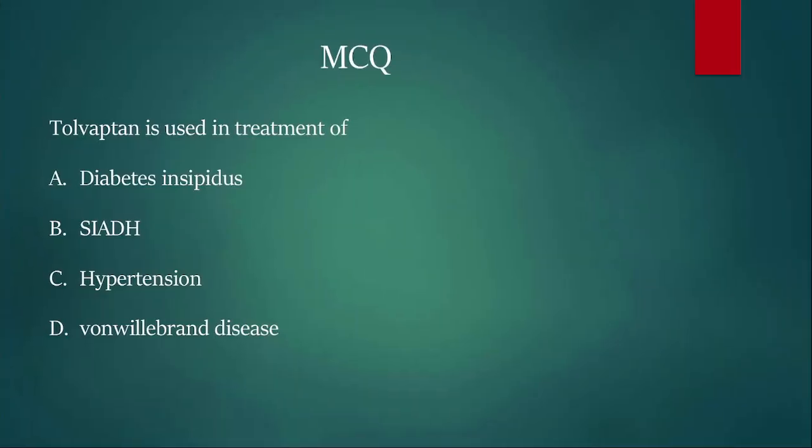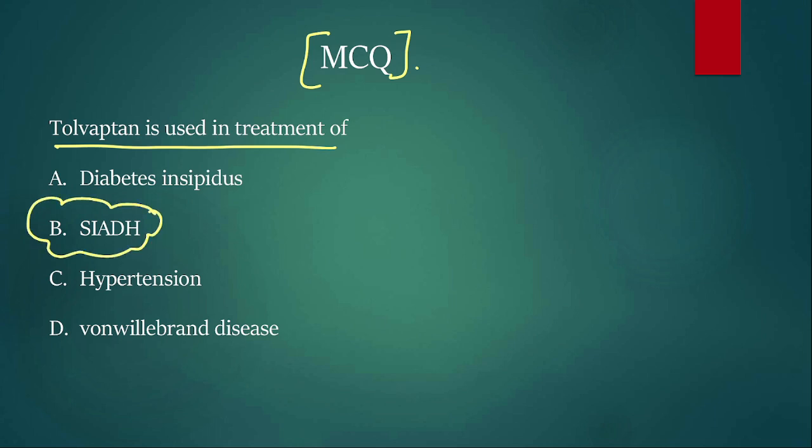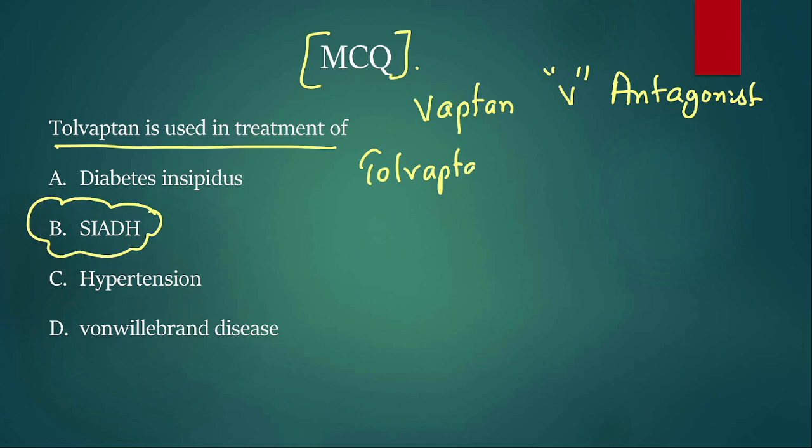Right. Coming to the last MCQ. Tolvaptan is used in the treatment of? So tolvaptan is mainly used to manage SIADH, syndrome of inappropriate antidiuretic hormone. Anything ending with vaptan, these are vasopressin receptor antagonists. Tolvaptan is a V2 receptor antagonist used to manage SIADH, and also it is used to manage hyponatremia.